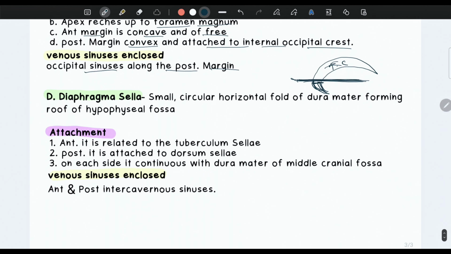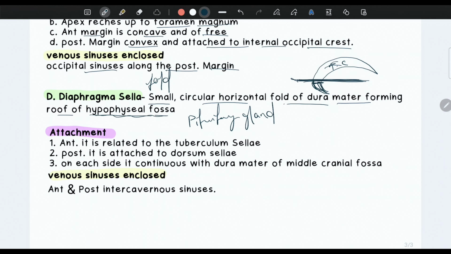Then the last structure is the diaphragma sellae, a fold of dura mater. It is a small circular horizontal fold of dura mater forming the roof of the hypophyseal fossa. So we have seen this fossa in the pituitary gland. In the pituitary gland, we have seen the pituitary gland is situated in the hypophyseal fossa.